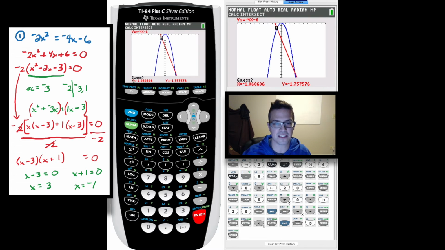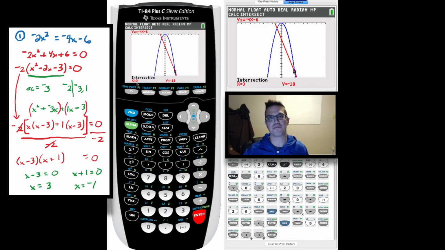You do not, so it says guess right here. You're not going to want to be closer to this one, so you're going to actually move over. So it's closer to this one. Now, as you can see, it's definitely closer here than it is here. So you should be good. Then hit enter. And then right here it says intersection at 3.